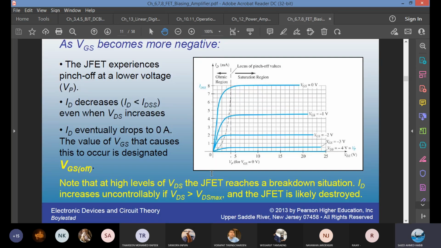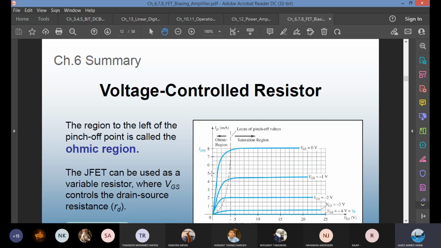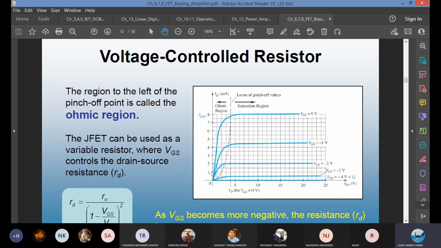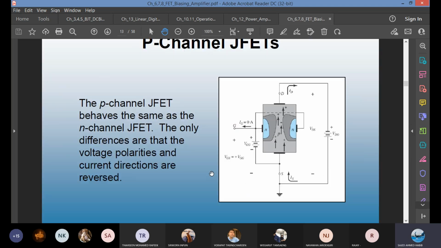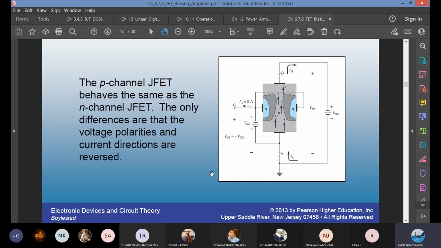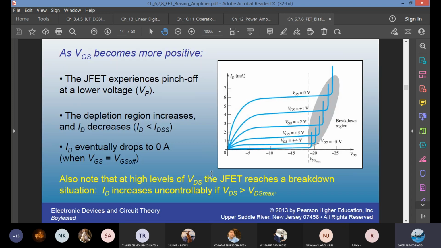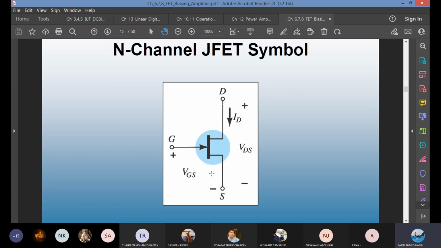You cannot give unlimited drain to source voltage. The JFET will break down. So when the pinch off doesn't happen, we call this region the voltage controlled resistor. For P channel, we did not do analysis of the P channel. You can skip this for the exam. You just remember, change the direction of the current and change the polarity. P channel you can skip. This is the symbol of N channel JFET, the arrow from the gate going inside the device.